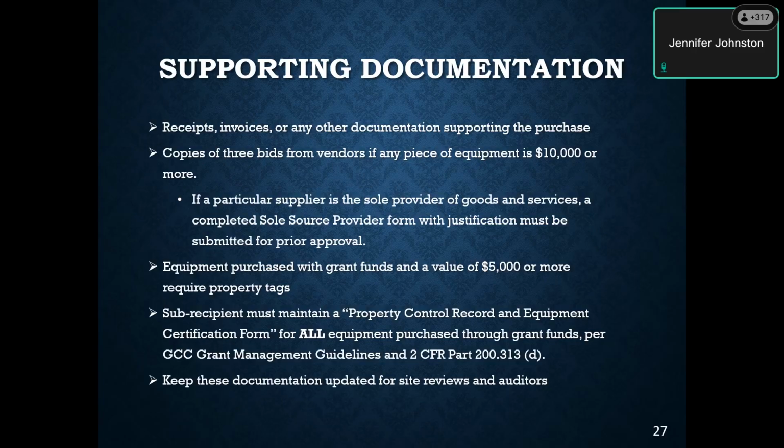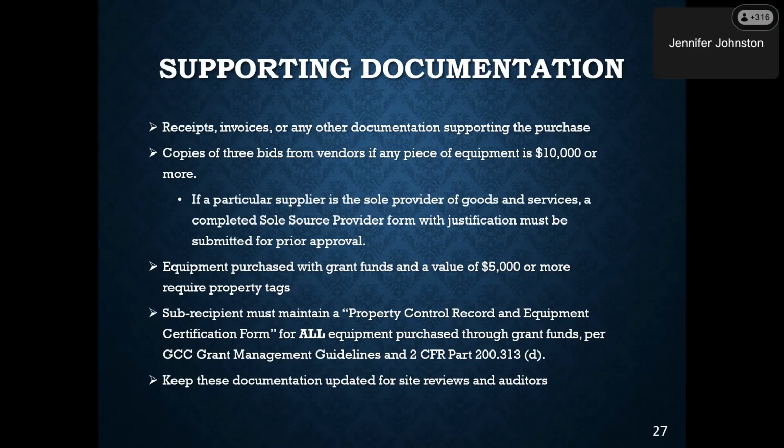Supporting documentation for equipment must include receipts, invoices, or any other documentation supporting the purchase of the equipment. Copies of 3 bids from vendors are required when the equipment is $10,000 or more. A sole source provider form is necessary if there is only one provider who has the precise equipment you are trying to purchase. This form will have the justification on why you are choosing a sole source provider.